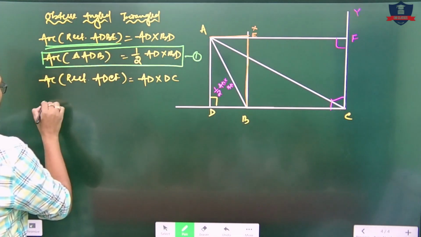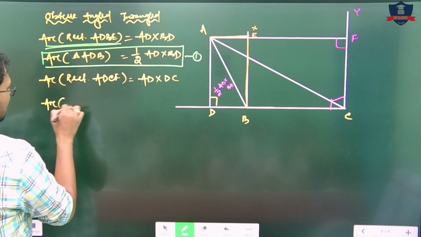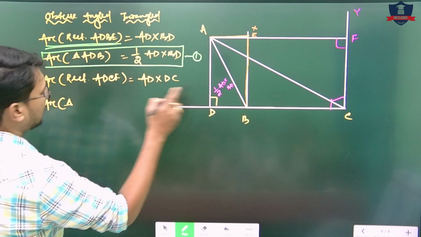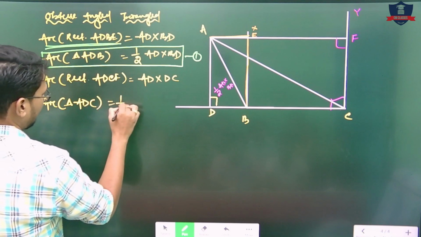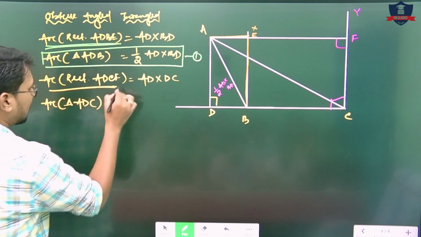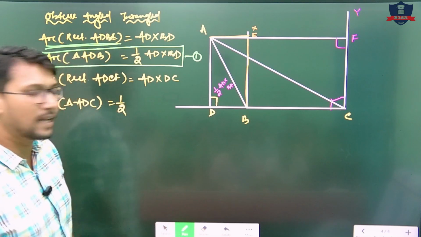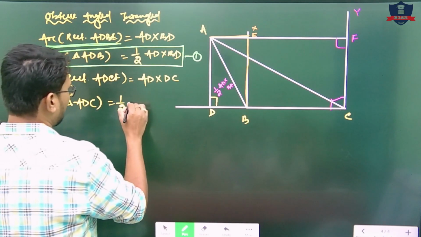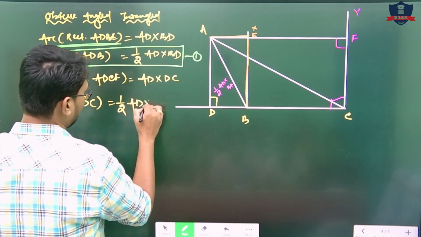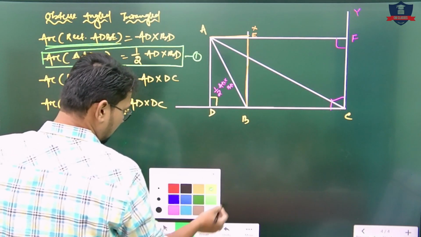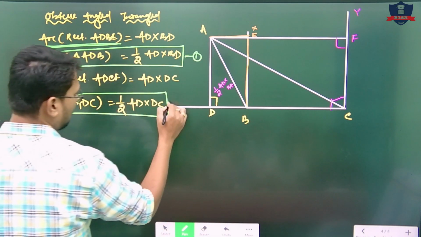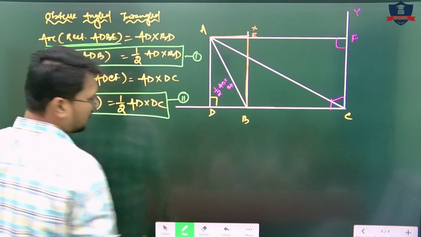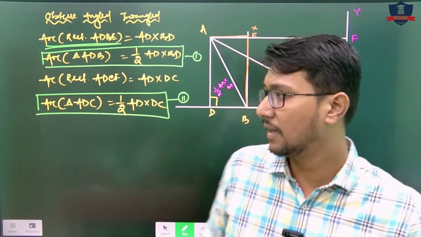So therefore, what is the area of triangle ADC? Half into the area of the rectangle, right? So therefore, half into AD into DC. Clear? Now this is number 2 equation.